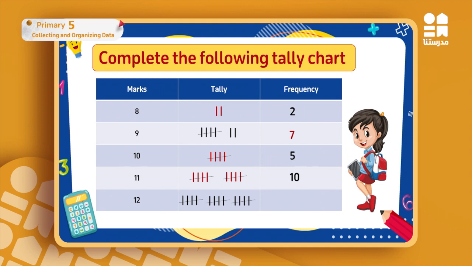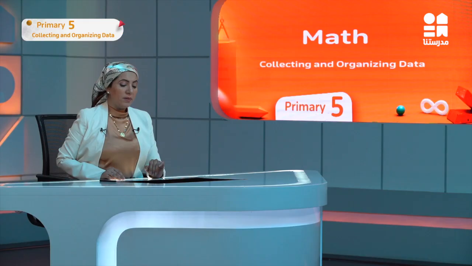Those who have got 12 are 3 bundles of 5 each, so it's 5, 10, then 15. Then in the frequency column, I have 15.